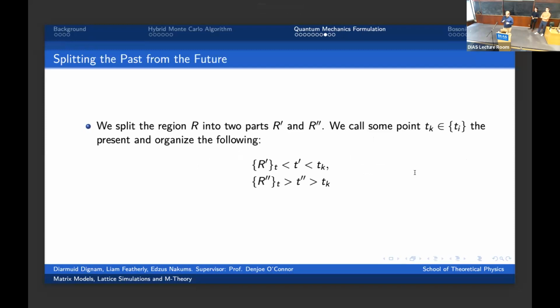But before we do that, we want to split the region up into two parts, basically the past and the present, and we call some point, some time, tk, with a corresponding xk, some variable. And we imagine we integrate. I'm going to go back to the books today, as we're going to see.